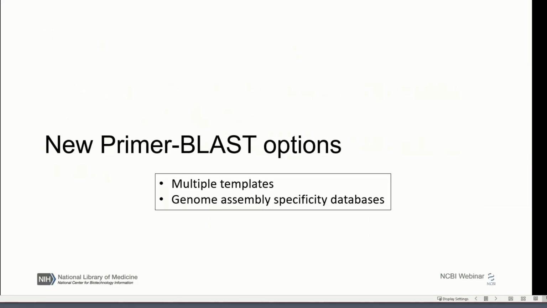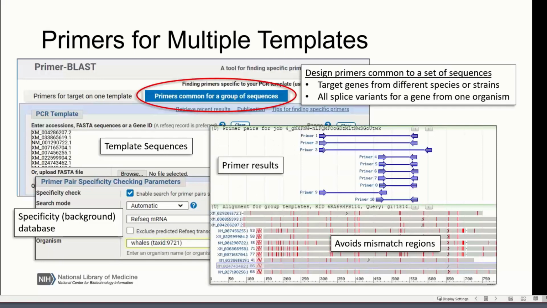Okay, so I'm going to talk about Primer BLAST first, and then we're going to talk about the changes that we've made to ordinary BLAST, and then talk about the databases. So we have the option to use multiple templates, and we also have these genome assembly specific databases. This is just a screenshot of the Primer BLAST interface, and basically what you do is provide a template sequence. In this case, the new feature is you can provide multiple templates that are similar to each other, and then design primers for those against some background database.